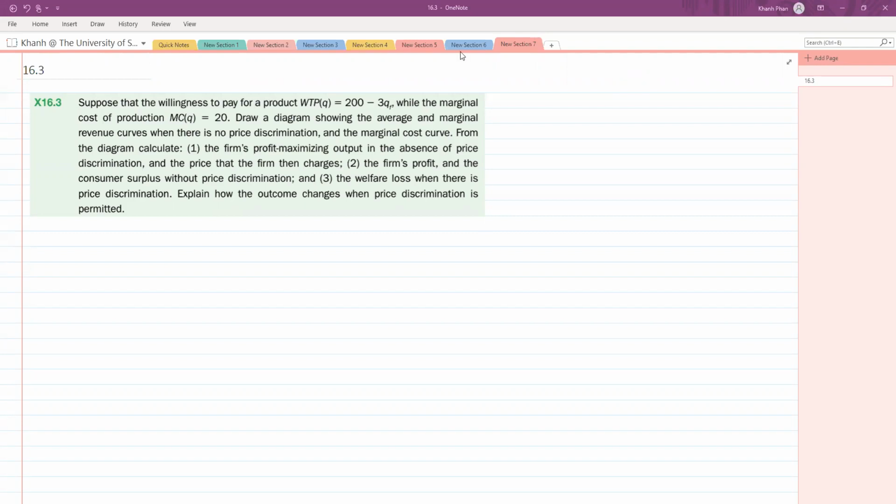Okay, so we're going to do exercise 16.3. This is about first degree price discrimination in monopoly, where the firm is able to tell exactly what type of consumer you are and how much you are willing to pay. The firm is able to tell every piece of information about each individual consumer in the market. So if you come to the firm, they will be able to tell exactly how much you are willing to pay, and they are going to be able to do that for all of the consumers in the market.